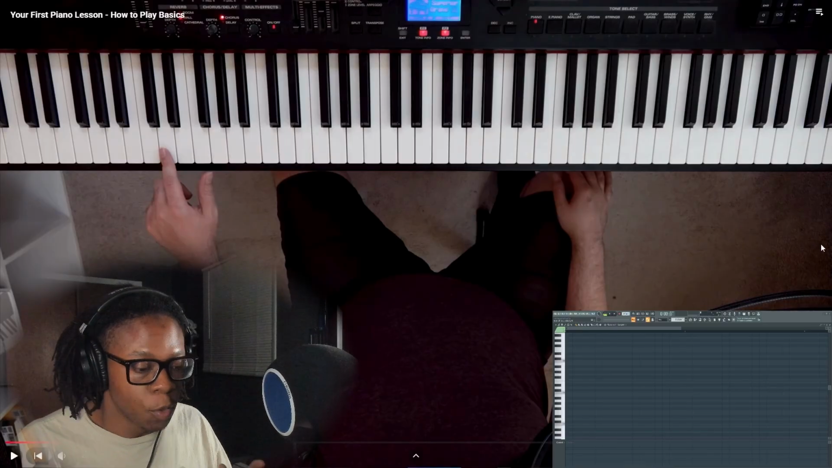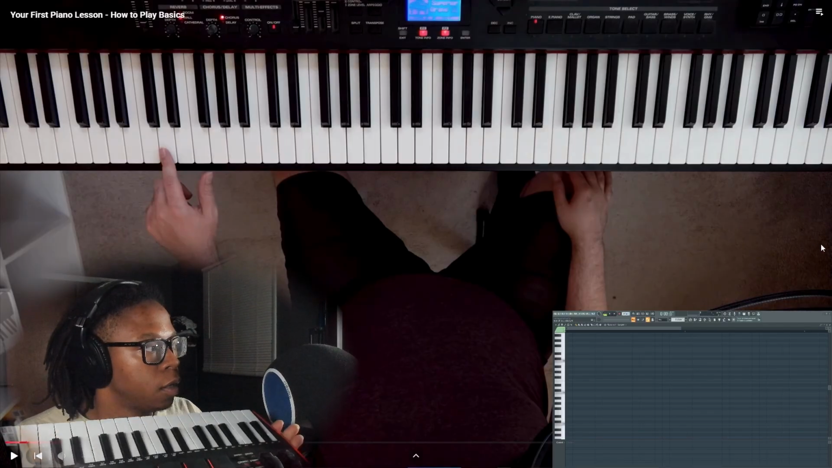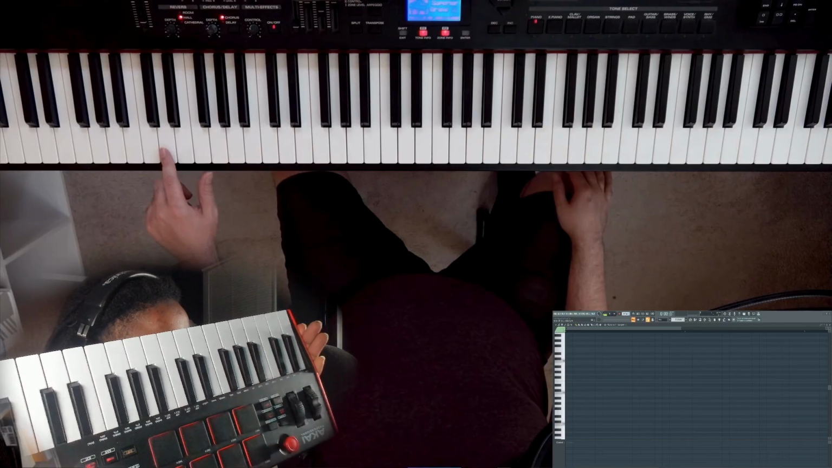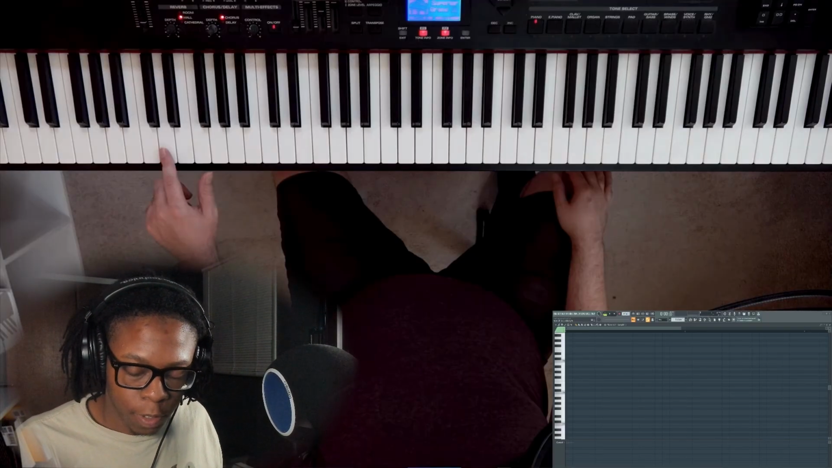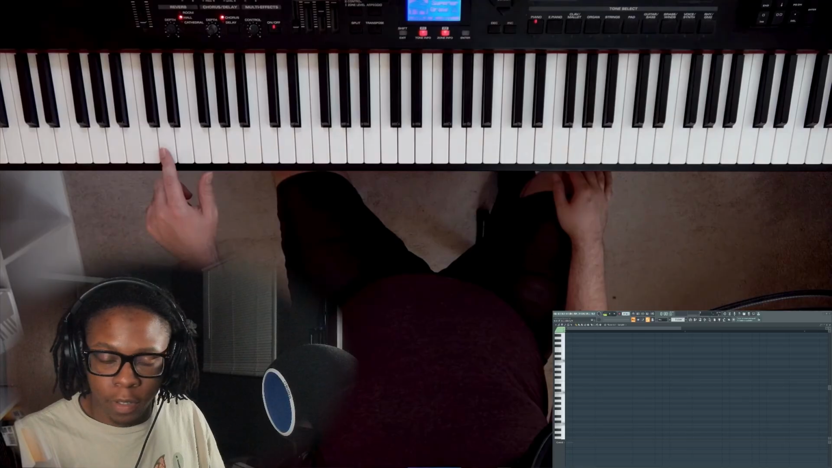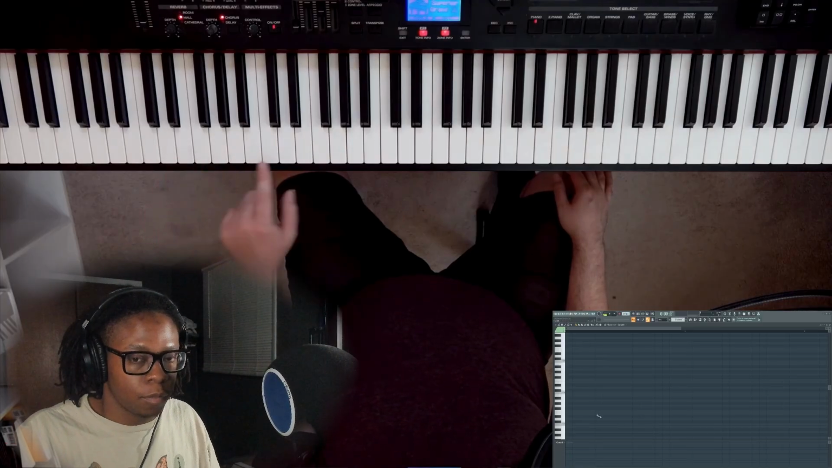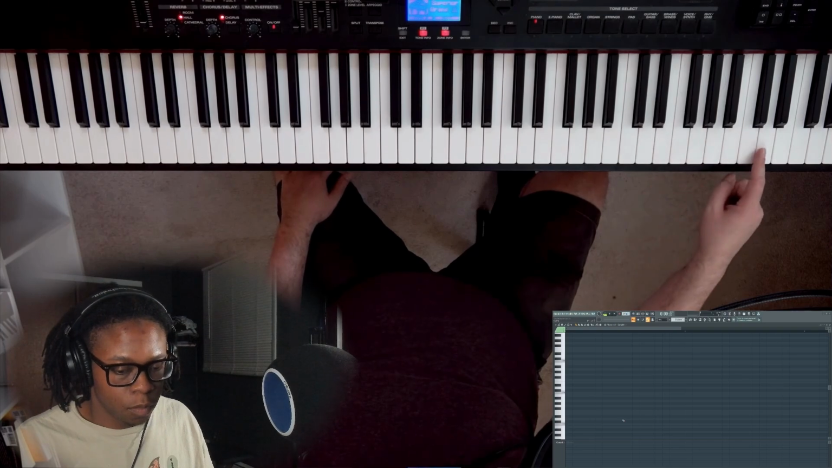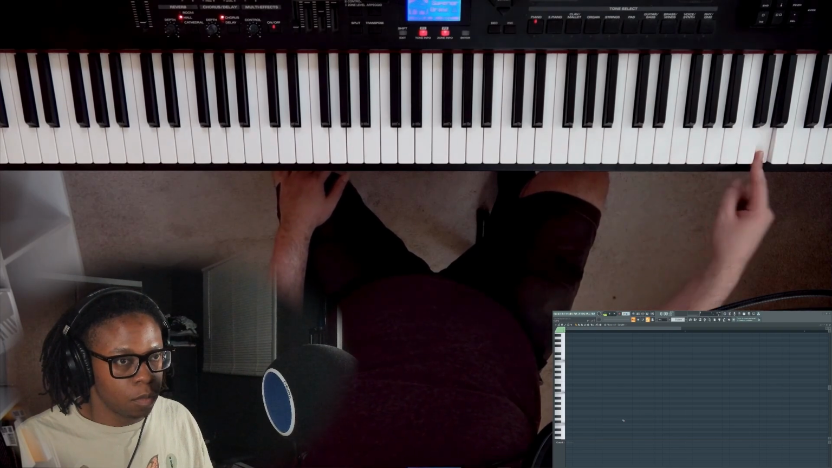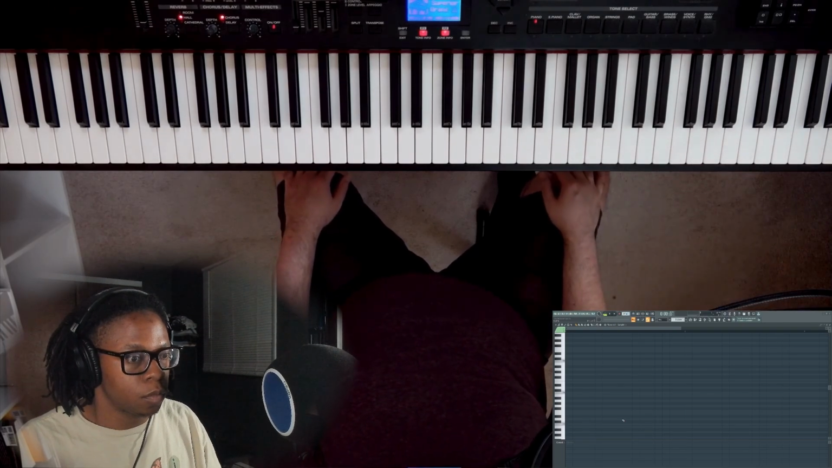Okay. I'm using a smaller keyboard. So that's all I really have right now. I'm using a MIDI keyboard. Here, here, here, here, here, and here. I think that's the last one that you can see. And actually, I don't even have any more than that.